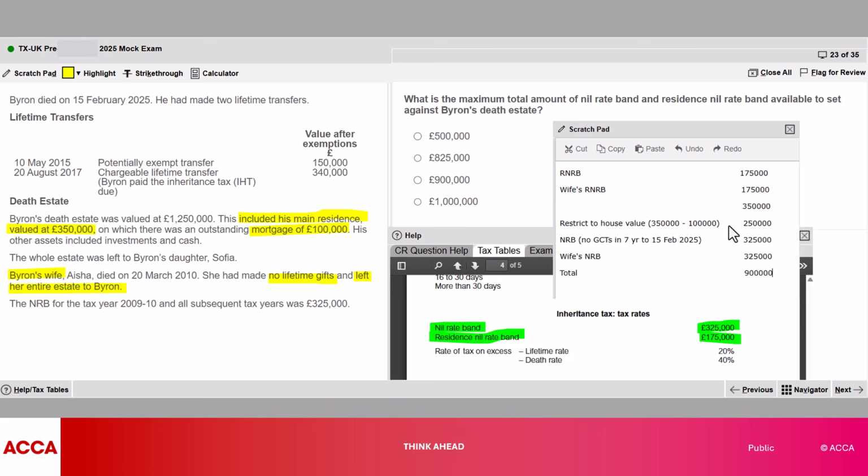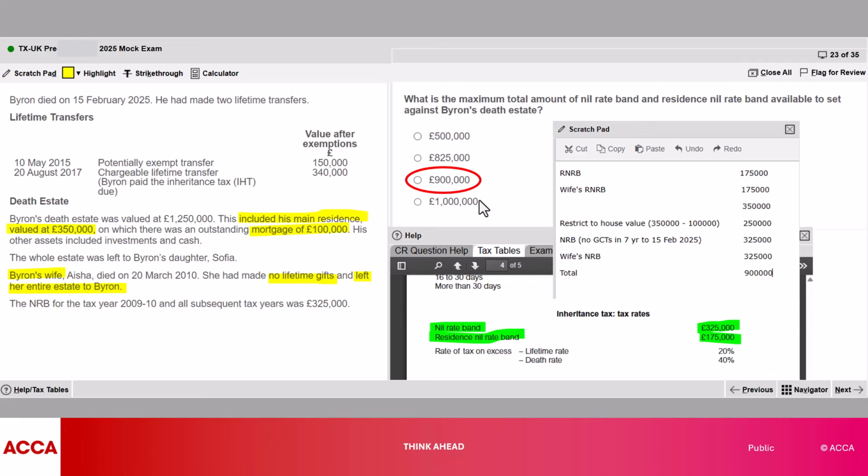So in fact, we would have to restrict that to 250, and then we've got 2 normal nil rate bands. And if we look back 7 years for Byron's nil rate band, those 2 lifetime gifts are actually more than 7 years before his death, so they won't have any impact on the nil rate band available. So the answer is £900,000.